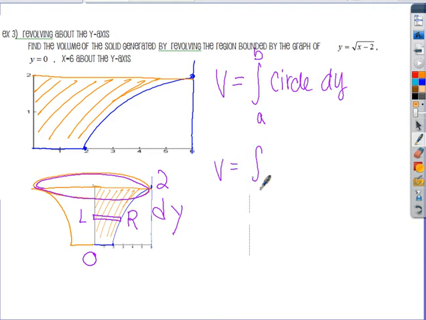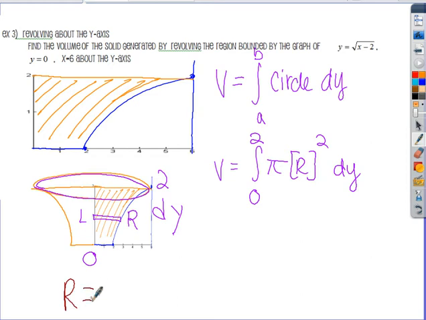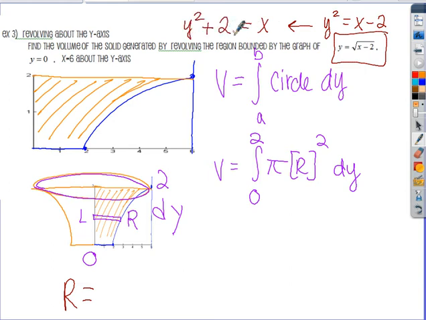So, circle would be, oh sorry, I did not want to do a and b. We're going a y value of 0 to a y value of 2, pi r squared dy. So, you should be able to figure out that my radius is right minus left, but my right function is this right here. If you remember when we do dy problems, you can't leave a function in terms of x. So, square both sides. y squared is equal to x minus 2. Therefore, x is equal to y squared plus 2. So my right function, ooh, I just realized that the right function also looks like radius.